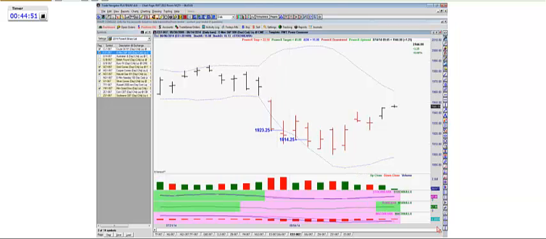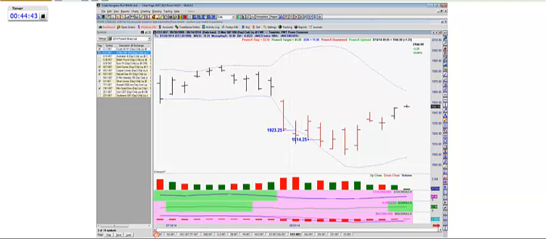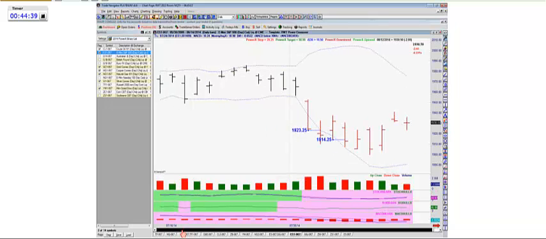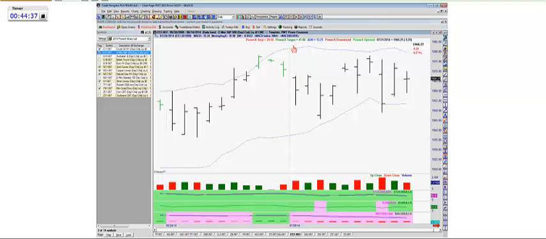Okay. So let's just look at an uptrend real quick, and then we'll go back and we'll look at the NADEX platform and see if there are any trades that we need to consider.